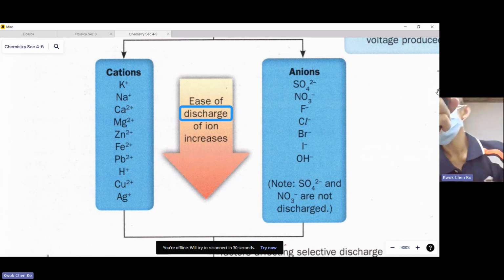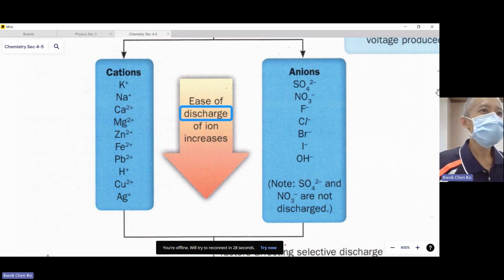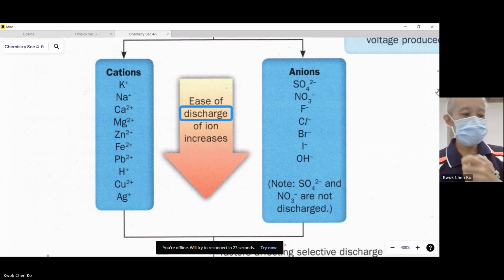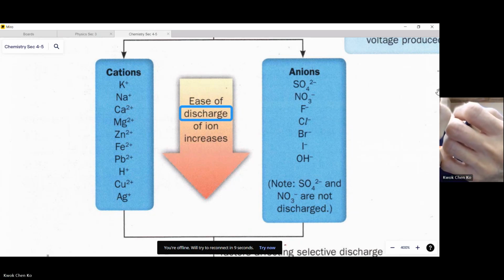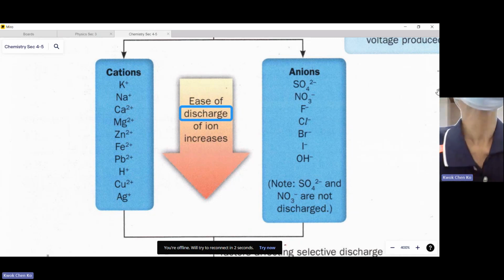Look at your periodic table. It's in order already. Most reactive is at the top, least reactive is at the bottom, from F down to I. But only for those four, unfortunately. OH minus, you have to remember, is all the way at the bottom.